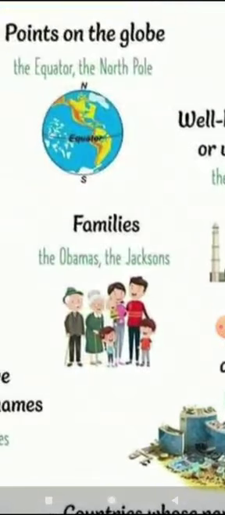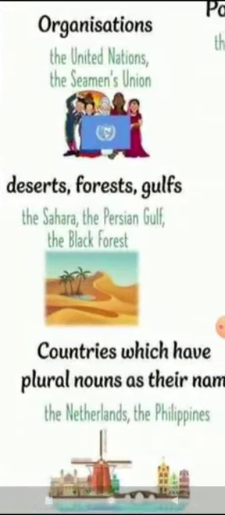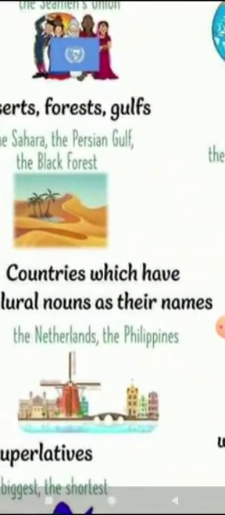Next, the is used before well-known buildings or works of art. Example, the Empire State Building and the Taj Mahal. So here the Taj Mahal is a well-known building. So before this building, we have to use the. Next, before families. For example, the Obamas, the Jacksons. So before the name of a family, we use the. Next, we use the before countries which have plural nouns as their names. Example, the Netherlands and the Philippines.